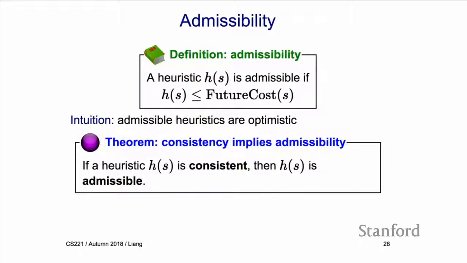So we can prove fairly easily that anything which is consistent is admissible. I'm not going to do it right here, but the intuition is that with consistency, we saw a condition that says that h of s underestimates the cost of every individual edge. So if it underestimates the cost of every individual edge, it must underestimate the sum of those edges going all the way to the end. That's the rough intuition for why consistency will imply this admissibility condition. So admissibility is a sort of stronger requirement.